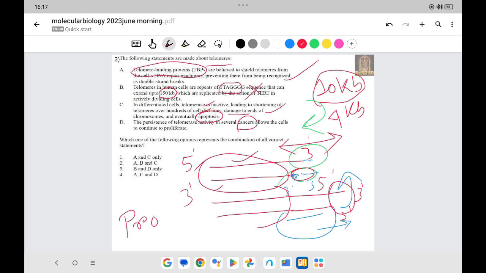The last one is the persistence of telomerase activity in several cancers allows the cells to continue to proliferate. That is true. So the options are A, C, and D. So the fourth option is correct.